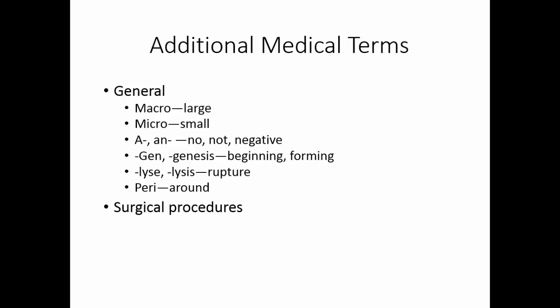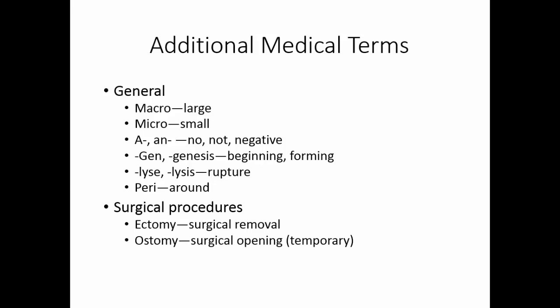Now, some of the terms that are surgical procedures. Ectomy at the end of the word means the surgical removal of something. Ostomy at the end of the word means we made a surgical opening, and this opening is designed to be a temporary opening, not a permanent opening. And then otomy is also a surgical opening, but otomy implies that the opening will be permanent.